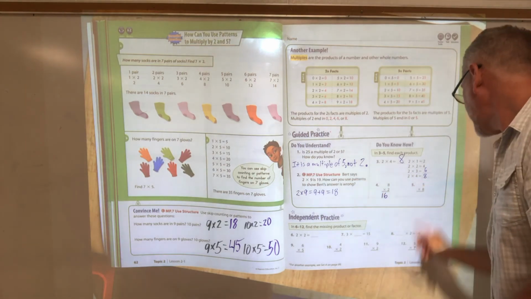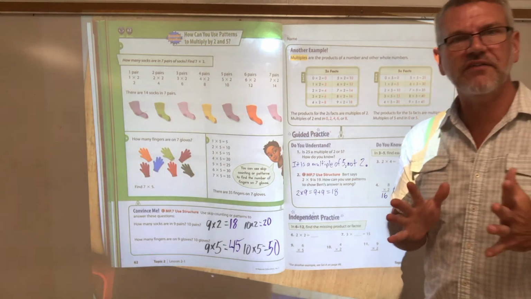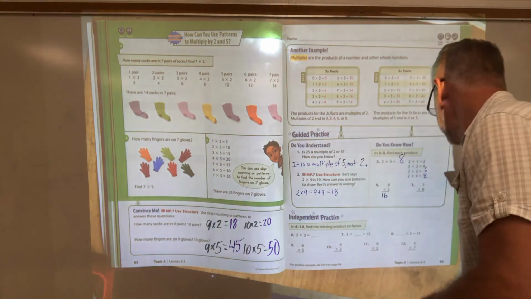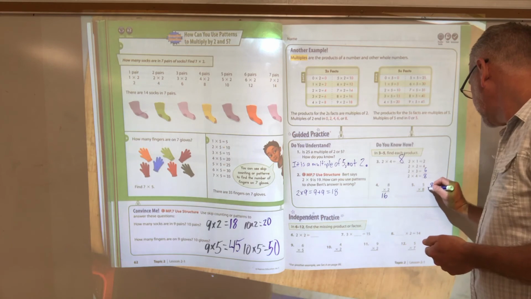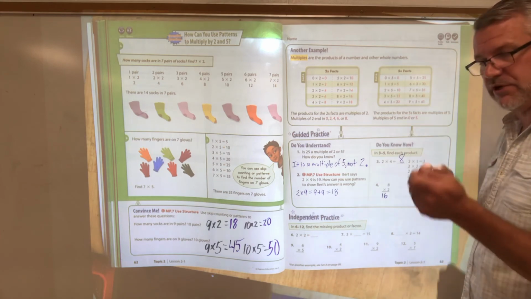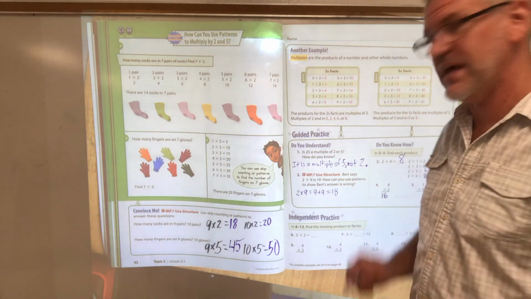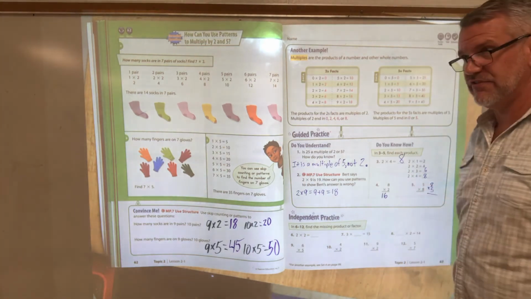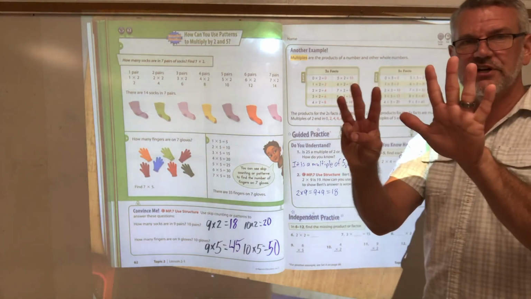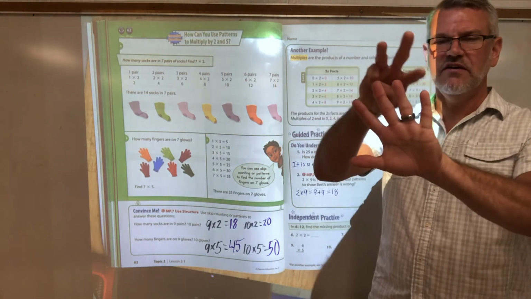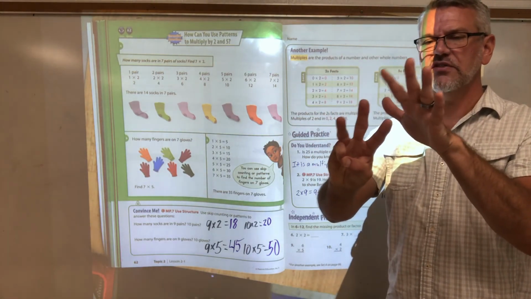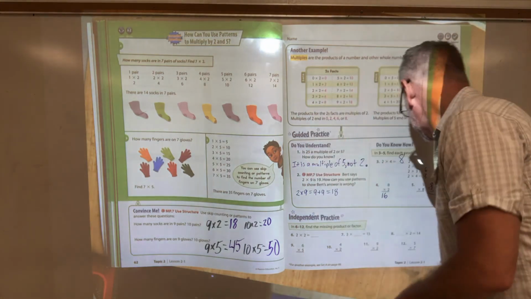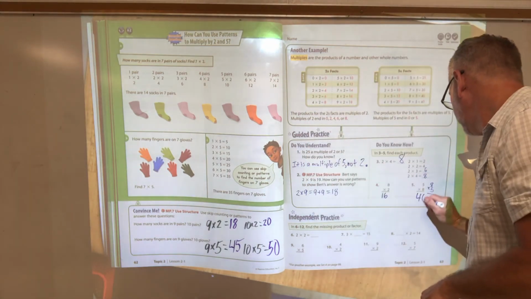And now we got 5 groups of 8? Ugh, that's crazy. Let's switch that around with the commutative property and make it 8 groups of 5. Because remember, the commutative property tells us we can do that. So 8 groups of 5. And we put up our 8 fingers. We're going to count by 5s. 5, 10, 15, 20, 25, 30, 35, 40. So we have the answer of 40.